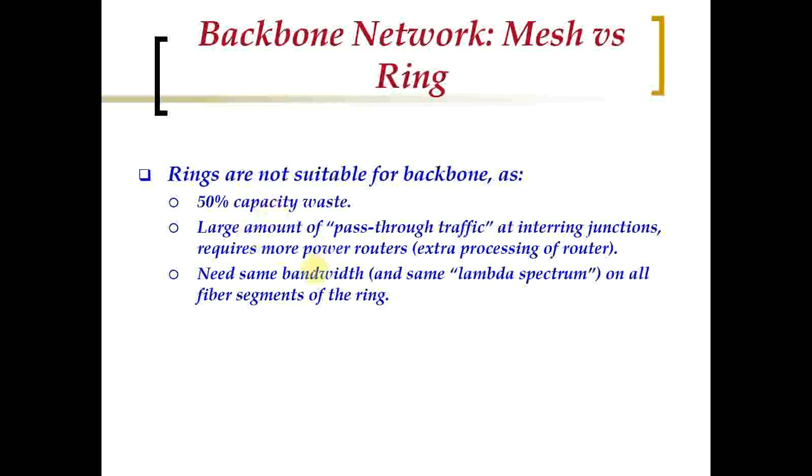A large amount of pass-through traffic at inter-ring junctions requires more powerful routers. Well, every node in the ring is an inter-ring junction, so traffic goes through its interfaces and needs to be processed. It needs the same bandwidth for the lambda spectrum, and of course the same lambda spectrum all the way around the ring. That means this particular lambda spectrum is utilizing the same bandwidth on the ring.